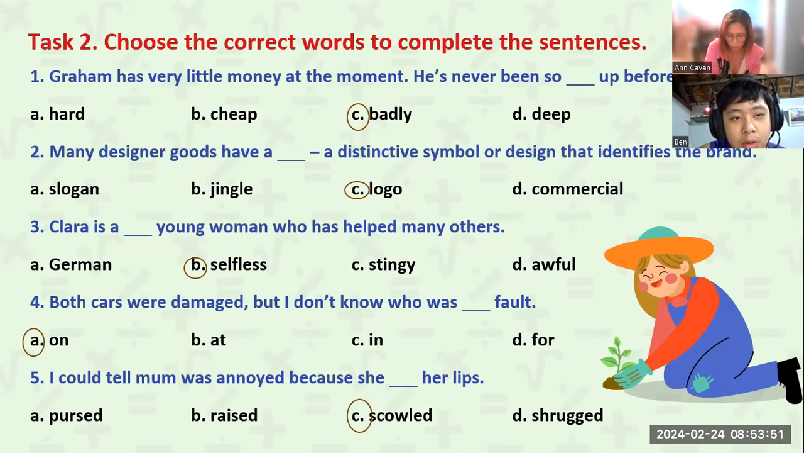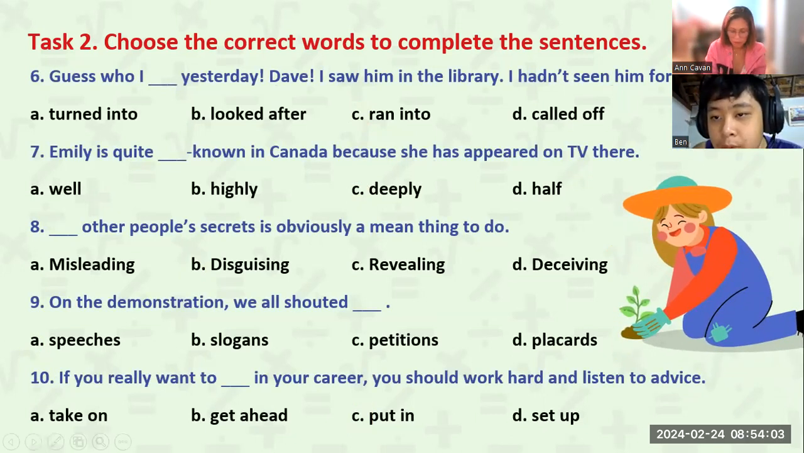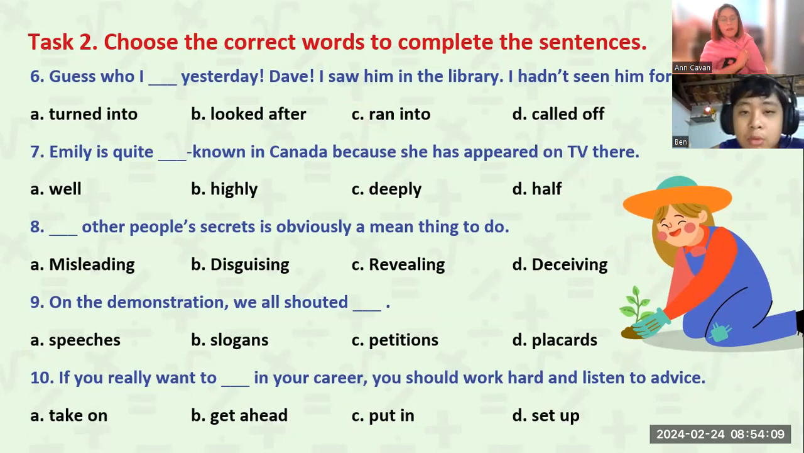E5 scold. Next one. Continue. Sorry, it's continue. Until 6, 7, 8, 9, 10. Read properly, Ben. Please read properly.